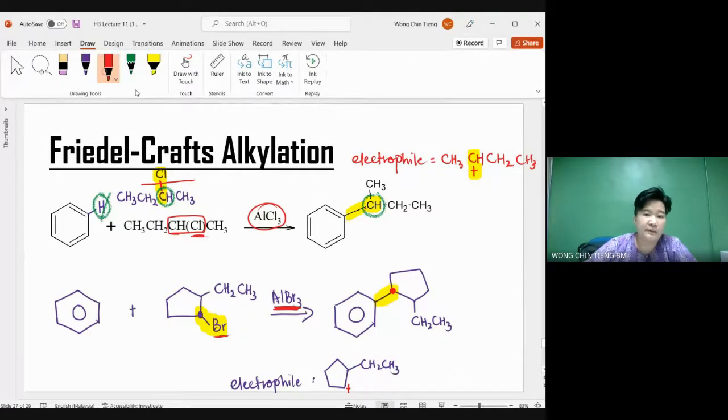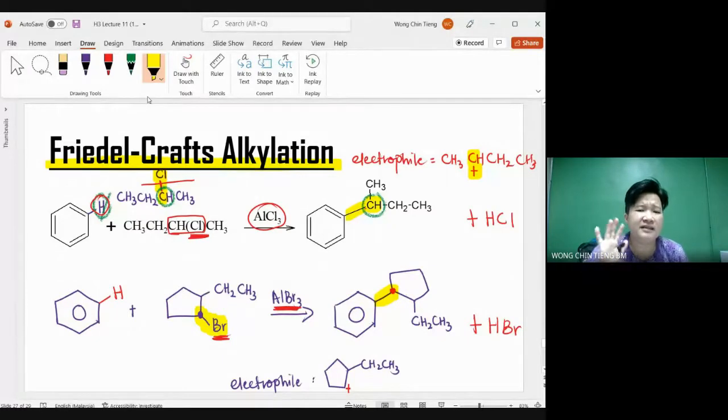And don't forget the byproduct. Tadi byproduct obviously HCl. Sekarang byproduct HBr. Standard. Okay? Sebab Cl keluar dengan H, Br keluar dengan H. Alright? Gabung dapat HCl, dapat HBr. Nampak? So, in the Friedel-Crafts alkylation, saya tak nak kamu nampak benda ni susah. Benda ni senang je weh.